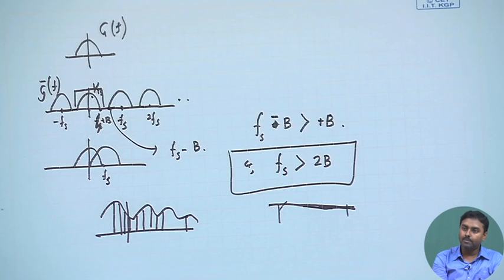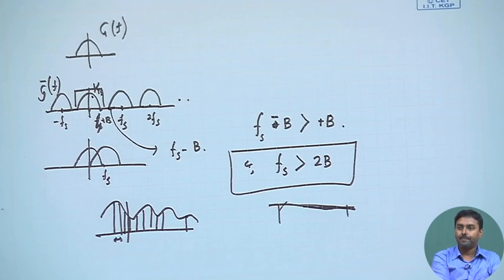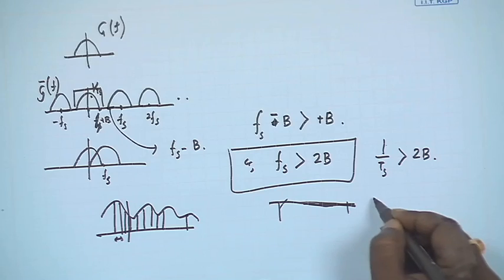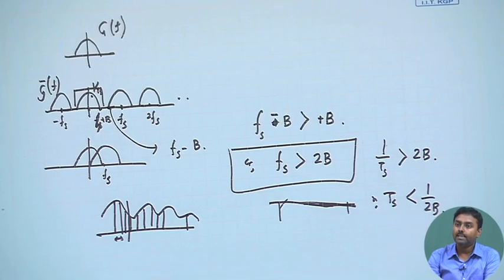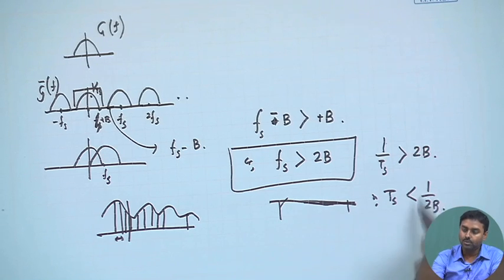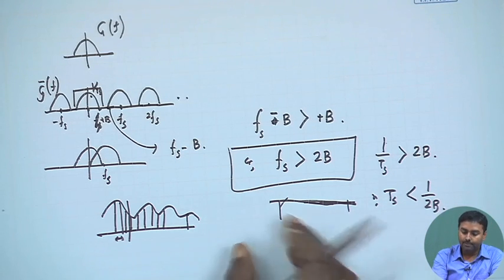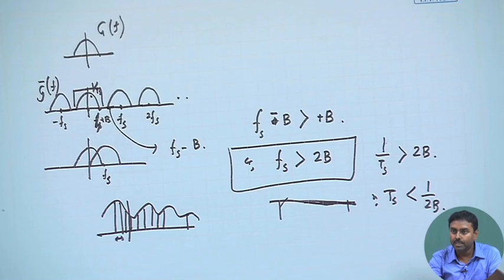So, basically the Nyquist criterion tells me what that value of Ts should be. From here I can calculate that 1 by Ts must be greater than 2b, or I can say that Ts must be less than 1 by 2b. So, that is the maximum value of Ts, 1 by 2b. I cannot really go beyond this. If my Ts becomes more than 1 by 2b, I will be losing some of the information, so my sampling will not be a good representative of my signal.